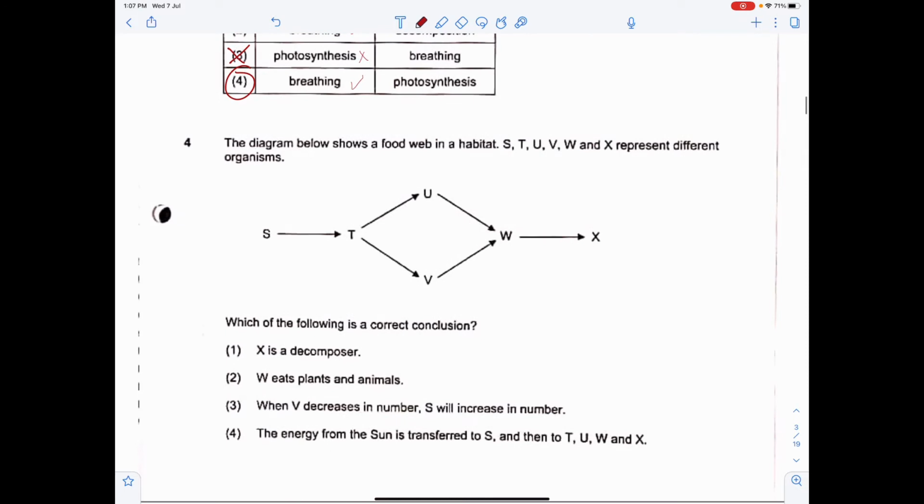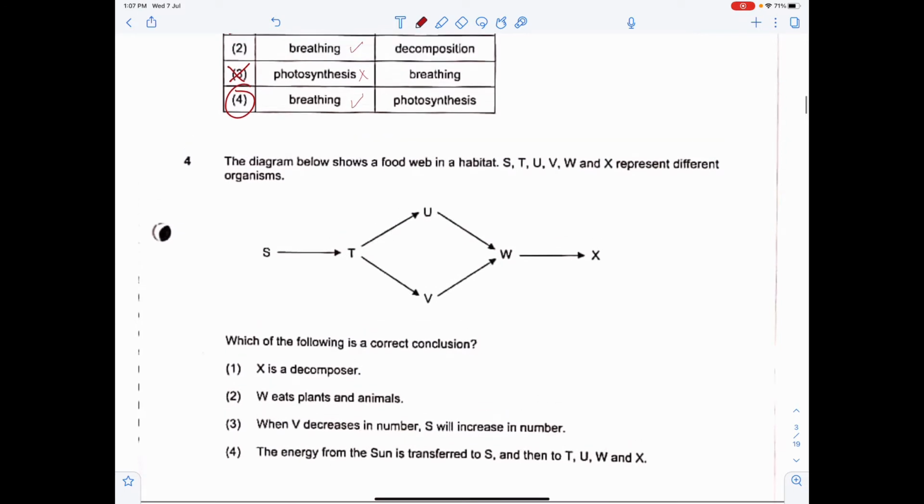Next. Okay. So this is no longer tested. So we'll run through this really quickly.